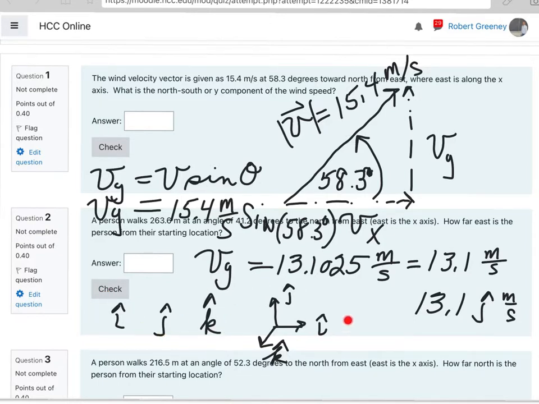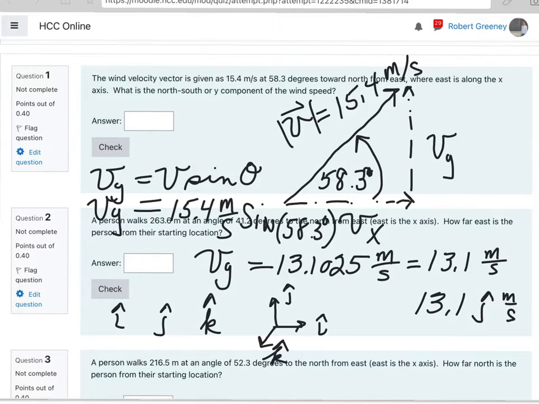So if I use this notation in this problem, I could write that vy equals 13.1 j hat. And notice there is a positive and a negative direction. If this were going down, there would be a negative sign here, because j hat is always along the positive y-axis. So anyway, we will use this notation through the rest of this semester and into next semester. So it's good to know this IJK notation.